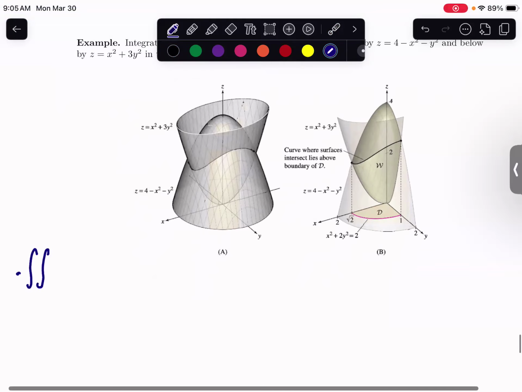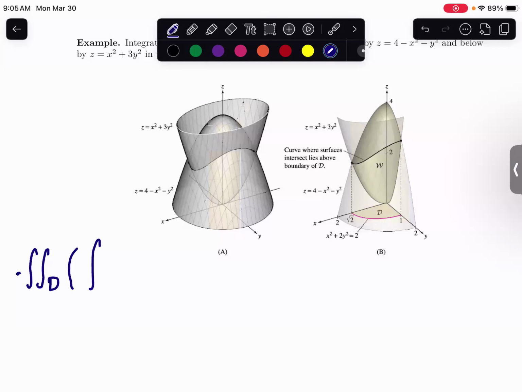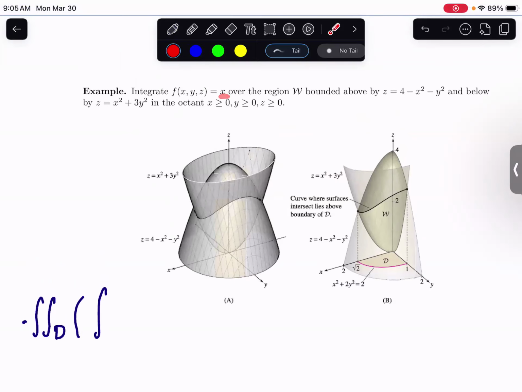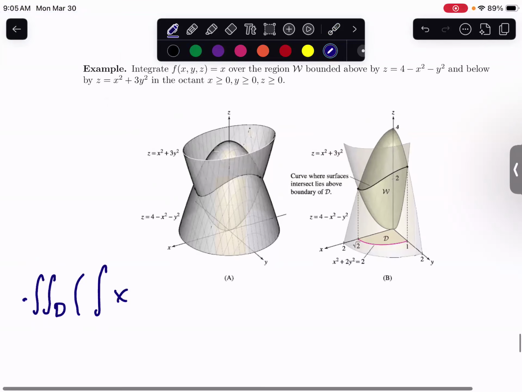And this first double integral is going to go over D. So it's some two-dimensional domain. And then inside of this, we have another integral, which is going to be x. So f of x, y, z is equal to x. And then we're integrating with respect to z. And then we have some dA.